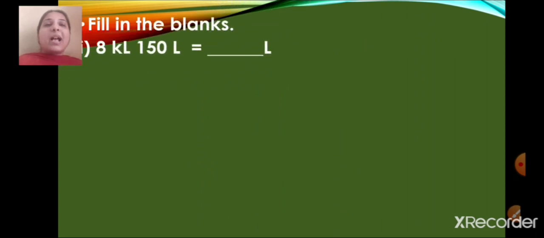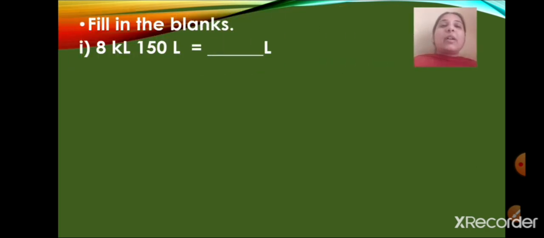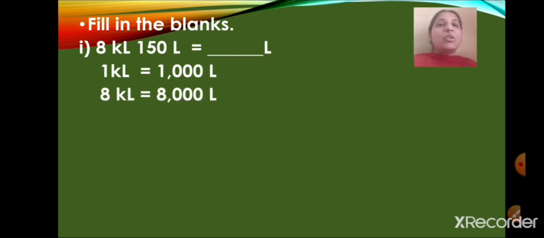Okay. Now number I is 8 kiloliter 150 liter is equal to how many liters? So first, children, we will convert this 8 kiloliter to liter, and 150 liter is already in liter. So we will convert this 8 kiloliter into liter. Now we discussed that 1 kiloliter is equal to 1000 liters. So 8 kiloliter would be equal to 8000 liters, isn't it?